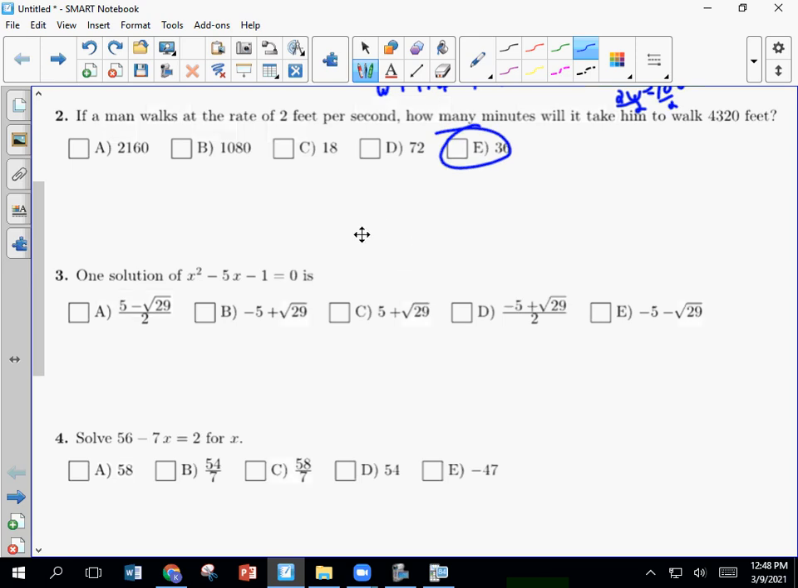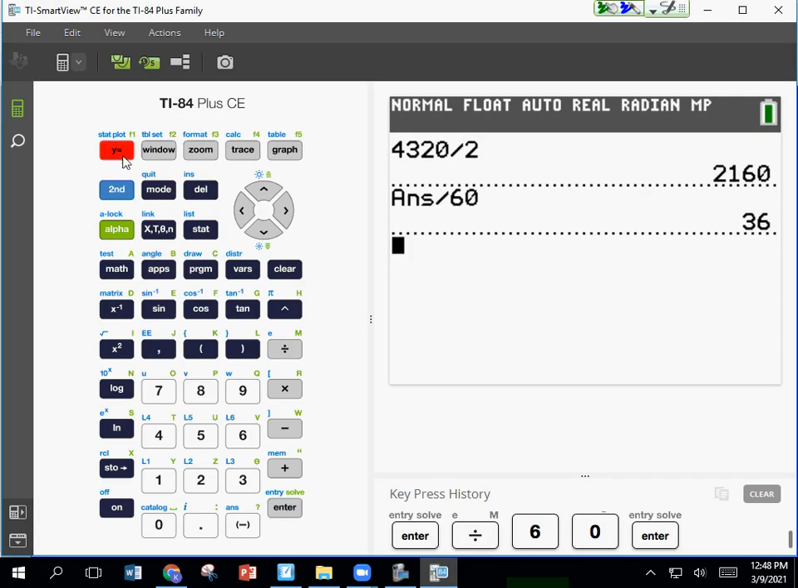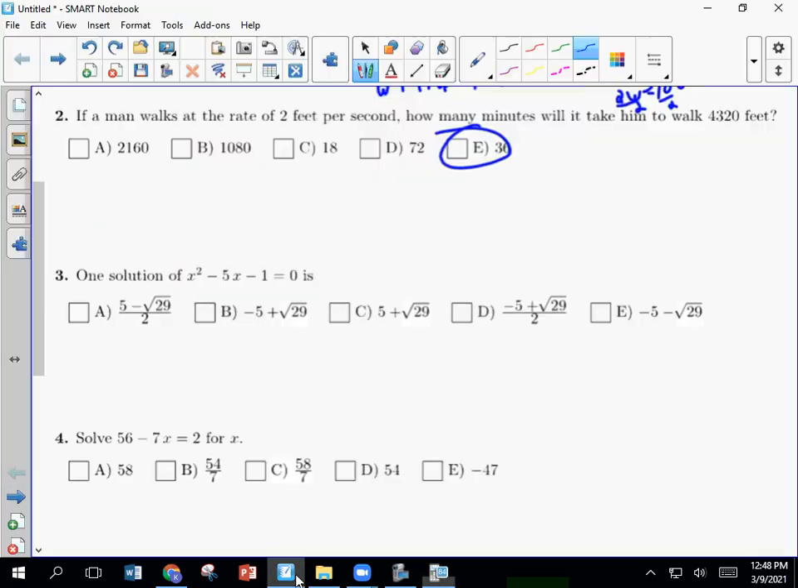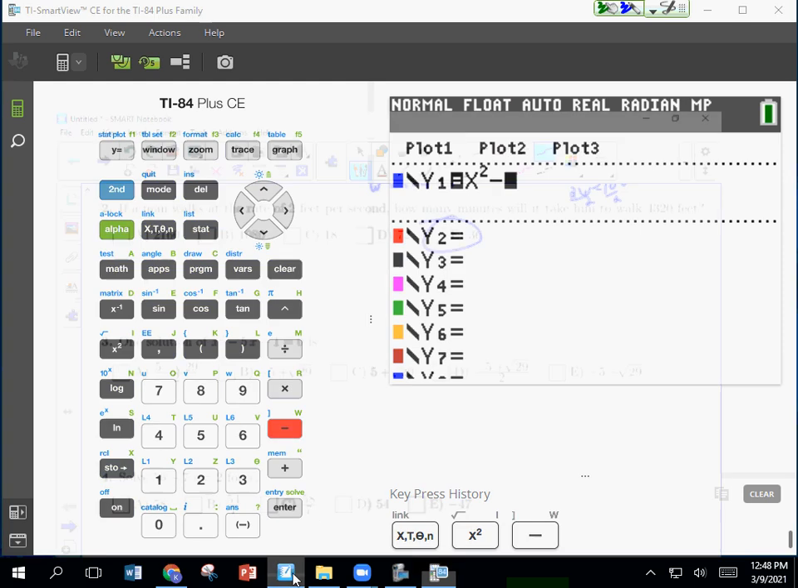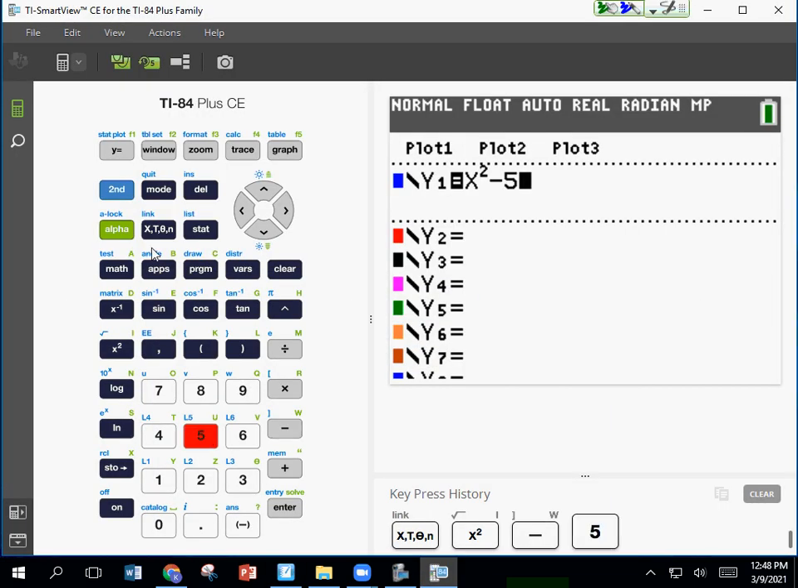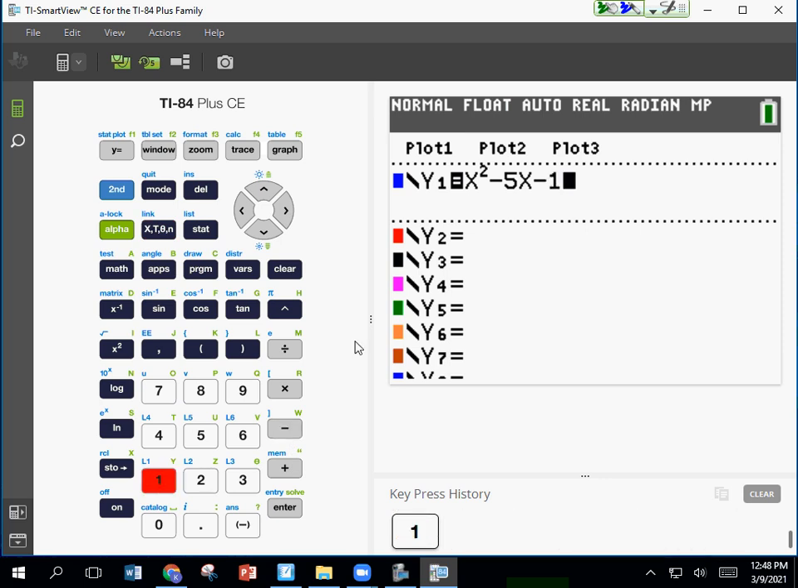Okay. This one right here, x squared minus 5x minus 1 equals 0. And it gives you all these answer choices, and I'm going to show you the best way to do it. I'm going to do 2 different ways. So you can graph it: x squared minus 5x minus 1.